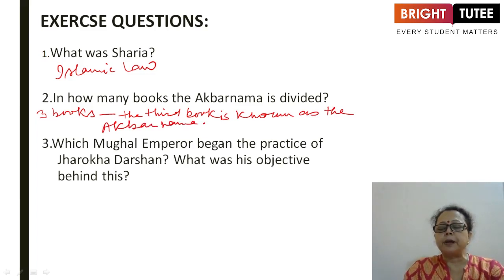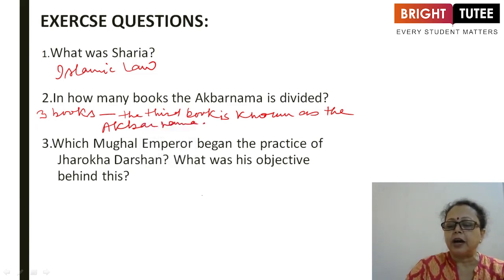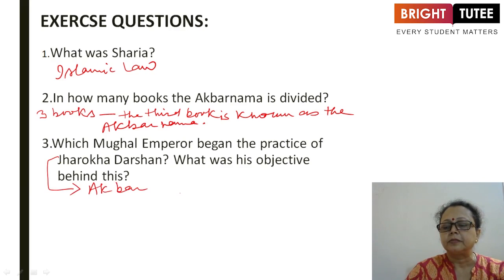Which Mughal emperor began the practice of Jharokha Darshan? The answer is Akbar. What was the objective behind this?